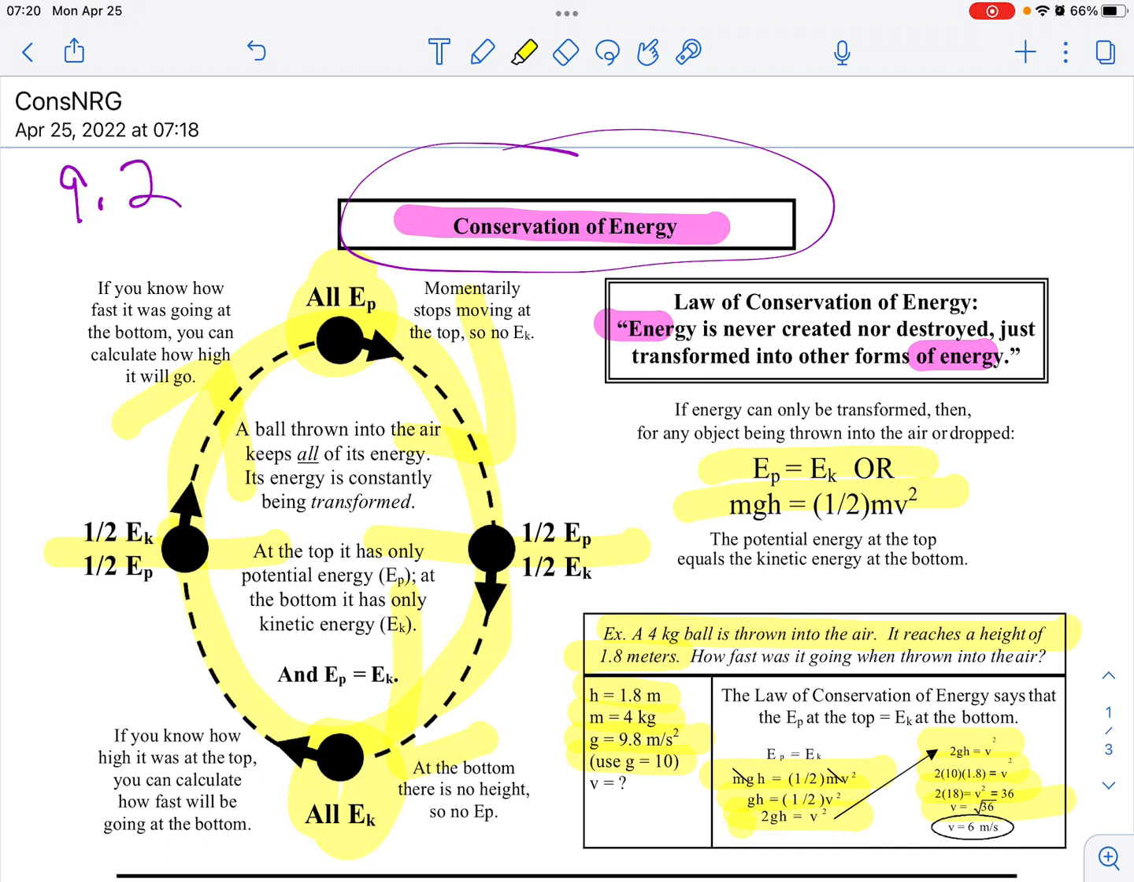We'll solve these together on the other side. Please notice that you have to take the square root of 36, which is 6, and we have to solve for speed, so it's 6 meters per second.